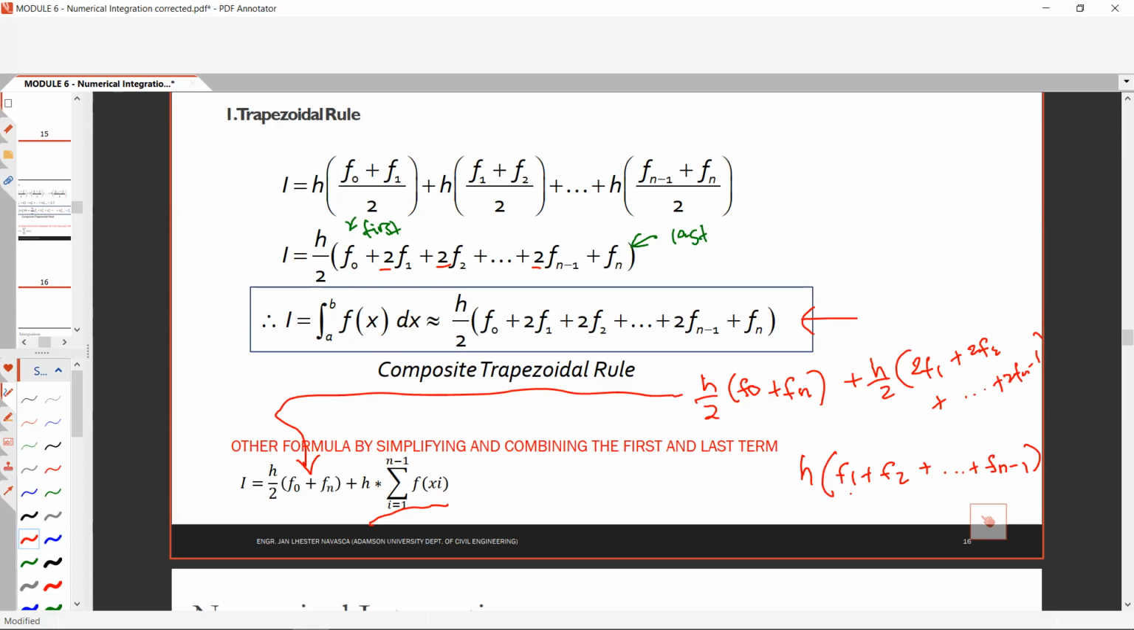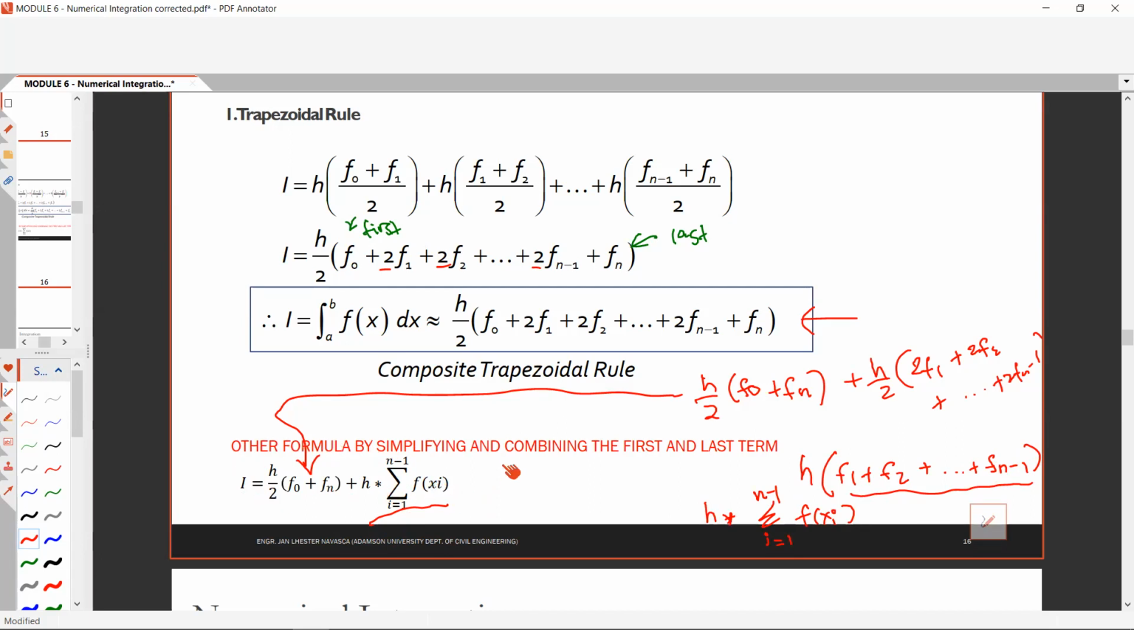Okay, so paano ba gagawin sa initial notation tong ito? Okay, so in initial notation is just h multiplied by the summation of f sub xi from i equals 1 hanggang n minus 1. Ayan. Yan lang yung derivation dito. So ito, we can use this equation mamaya sa MATLAB solution.